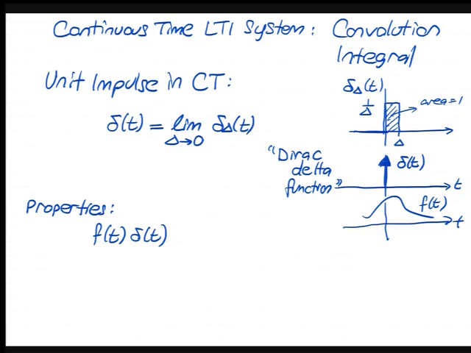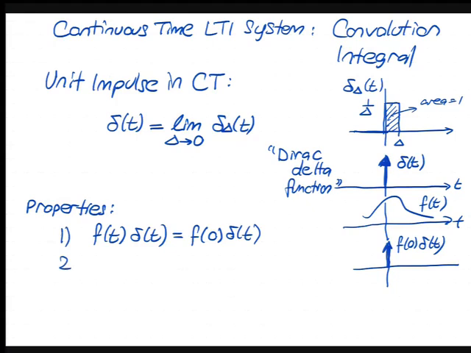Again, a delta of t comes out, but the amplitude is no longer necessarily equal to 1. What is the amplitude? It's the value of the function at time 0 times delta of t. So if I multiply those, I'm going to get another delta, but the area underneath is no longer 1, it's rather f of 0 times delta of t. So that's a quick property, and the second one is very simple and similar to the first one.